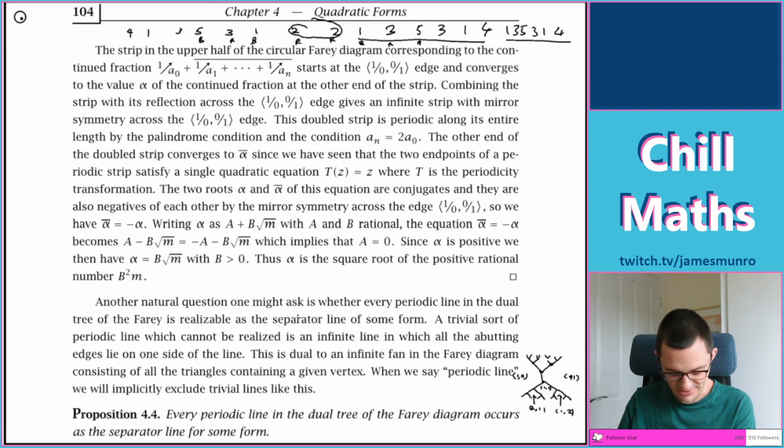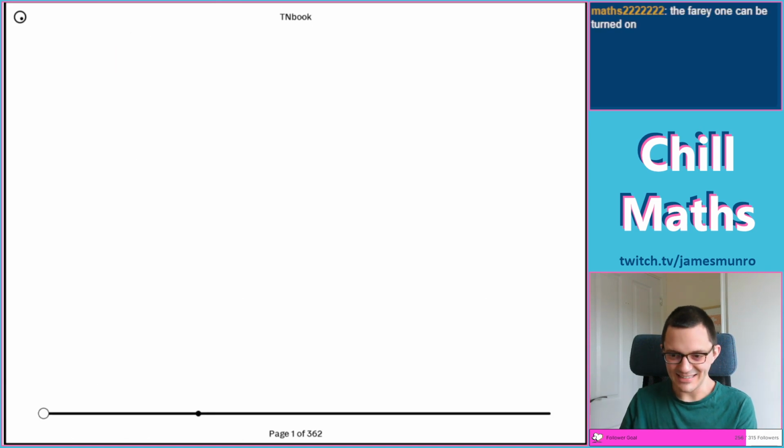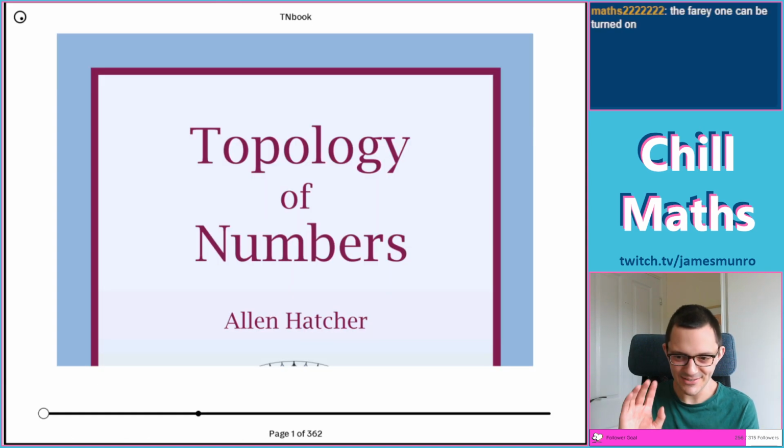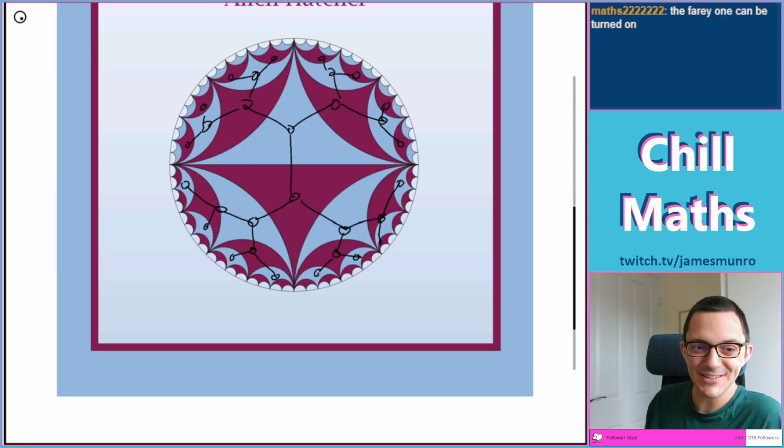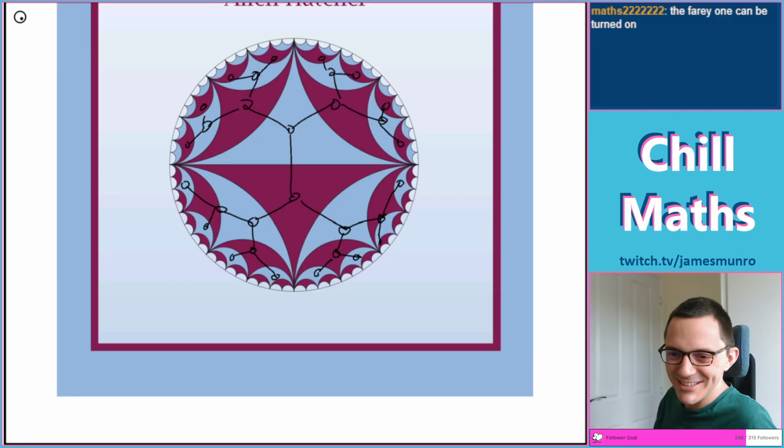The picture on the front of this textbook has got... Here we go. The picture on the front of the textbook. Oh, we drew it on the top. Oh, there we go. I drew it on the front of the book. Good. This is the diagram we needed. Okay, good. Almost there.